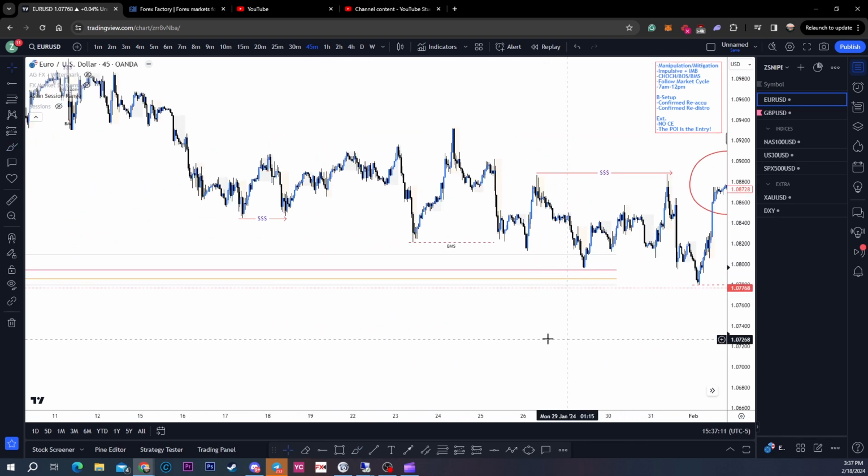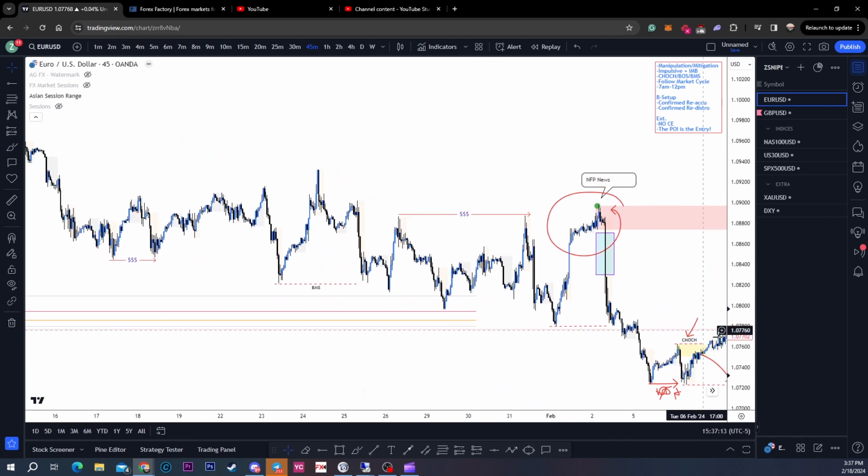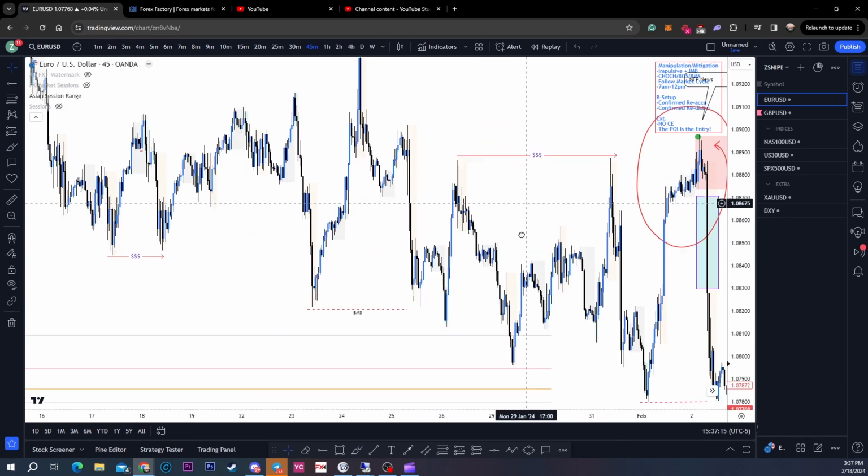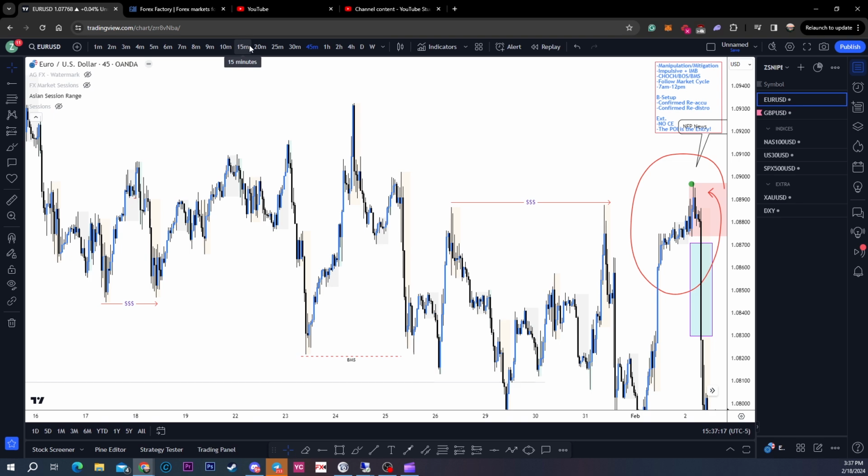I'm going to keep going back and showing you guys how it's important to look at these impulsive moves. This is the easiest way to identify a supply or demand zone.